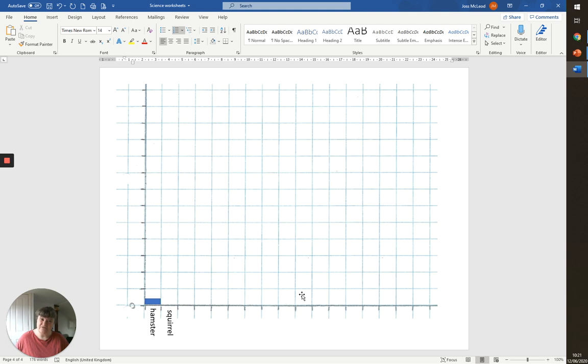I am fussy about using rulers though. If you don't do it on a computer, please use a ruler. And then you're going to send it to me. You can upload it to Edmodo, or you can email it.